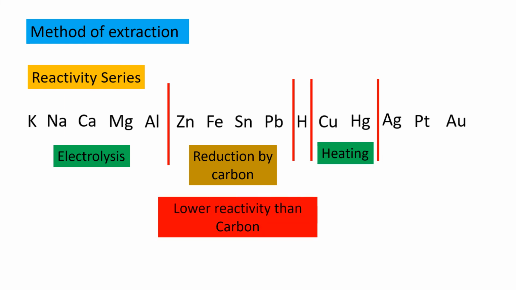And the last part is silver, platinum, and gold. They already exist as elements because they are so unreactive that they don't react with anything, so they don't form compounds. It comes on screen that zinc, iron, tin, and lead are extracted via reduction by carbon because they have lower reactivity than carbon itself.